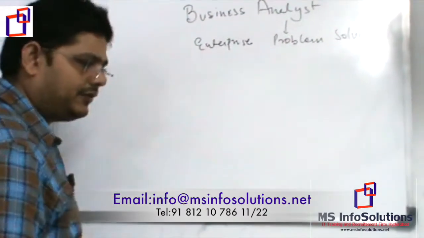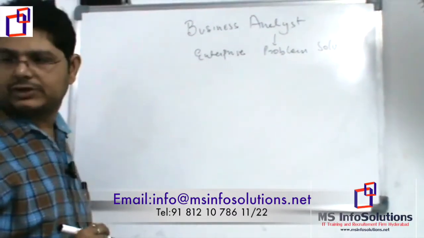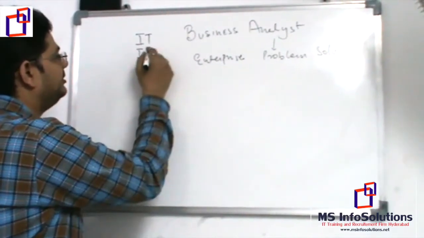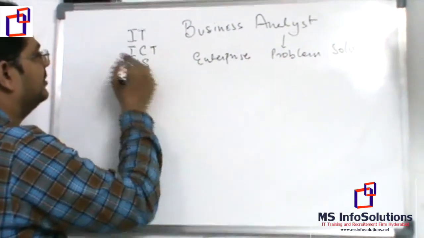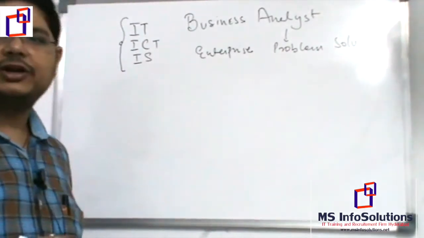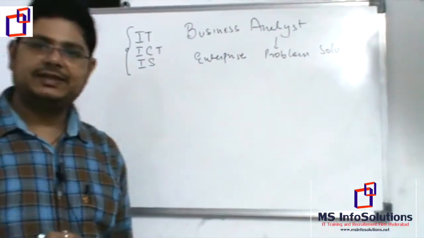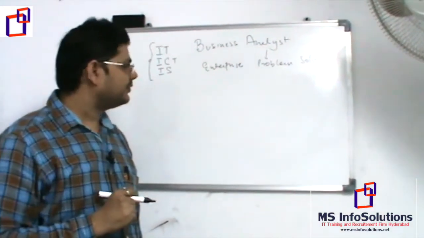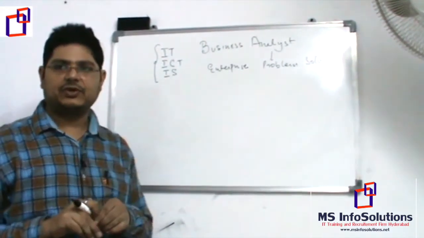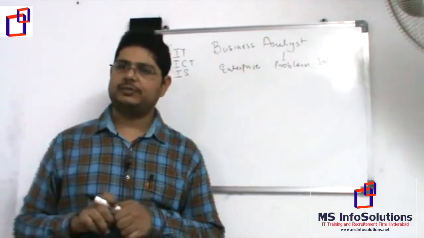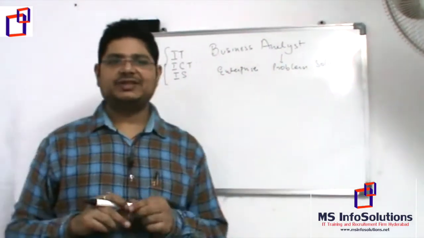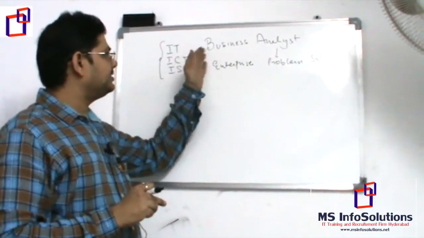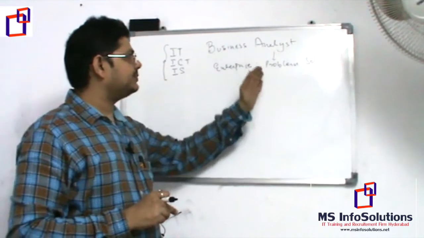And sometimes we put a lot of words here: sometimes IT, sometimes ICT, and sometimes IS. All are the same. I will be taking you around what is IT, ICS, ICT and IS. So let us go in depth about the subject. What is a business analyst and who should go for business analyst? Business analyst is a term which is made up of business and analysis. As we can see, business means enterprise, analyst means problem solving.